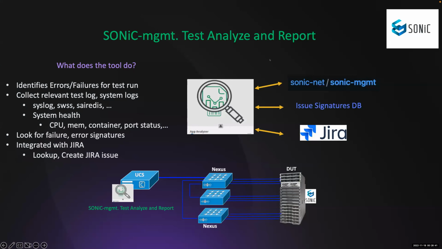Here we identify the errors and failures from the test log, and then we get the timestamp, go through the syslogs, and collect the logs during that time frame. We collect the SWSS, iReaders, and system health logs, put them in different folders, and look for certain signatures of the errors. Then we look them up in Jira. If it is new and not in Jira, we create it. Otherwise, we say what the issue is, who is working on it, what the status is, and what the due date is.